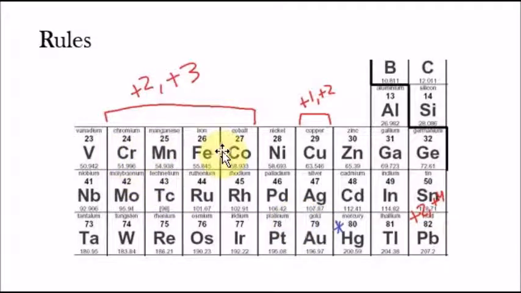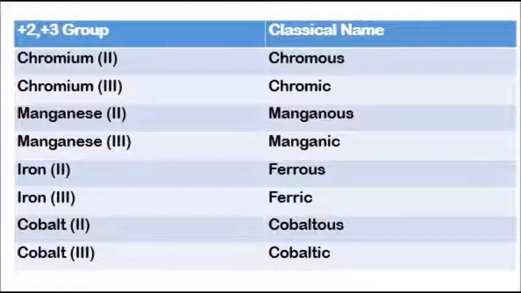So these four elements, chromium, manganese, iron, and cobalt, can either have a +2 or a +3 oxidation state whenever they're in a compound. That's why I like to call them the +2 or +3 group. So whenever we see chromium 2 in a compound, we can call it chromous. Chromium 3 is chromic. Manganese 2 is manganous. Manganese 3 is manganic. Iron 2 is ferrous. Iron 3 is ferric. Cobalt 2 is cobaltous. And cobalt 3 is cobaltic. Okay, these are the classical names right here.